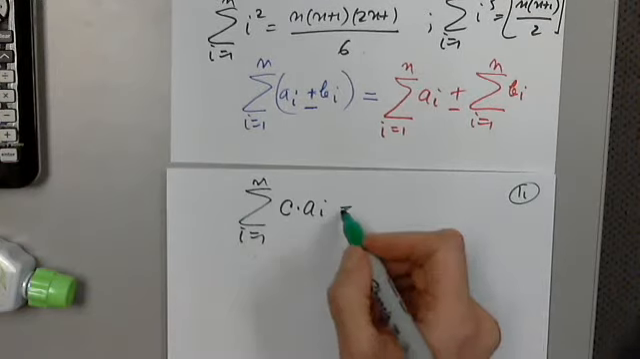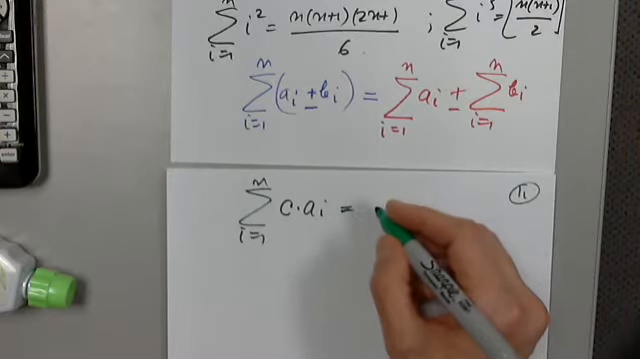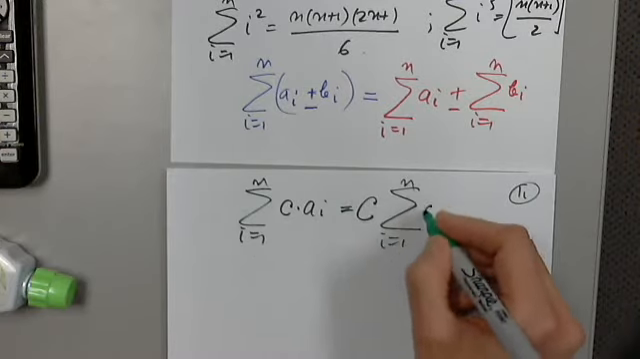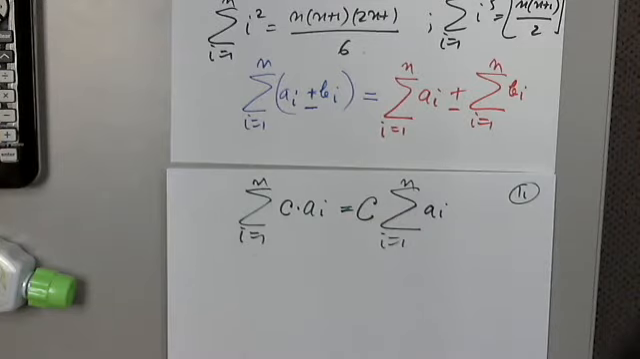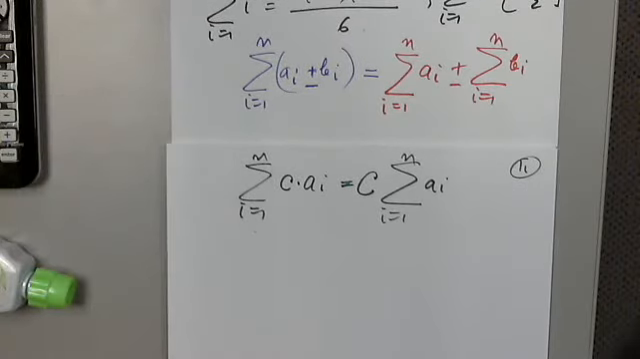What do you think? Wild guess, which I know is not that wild anymore. Constant times the sum. Yes. Because the constant does not depend on i, on the index of the summation notation. It does not. Therefore, it can go outside.